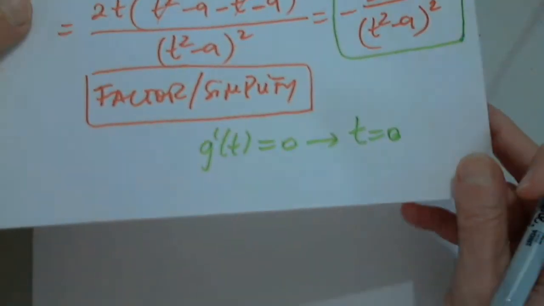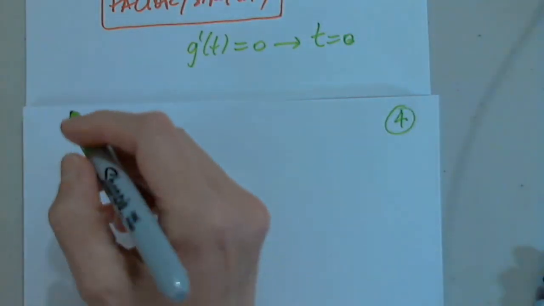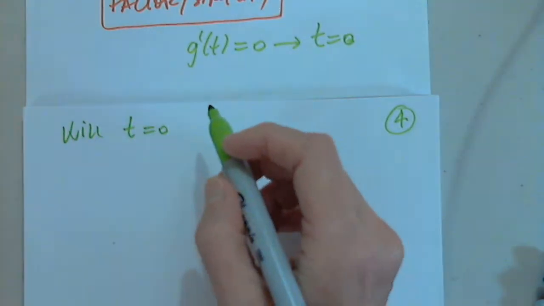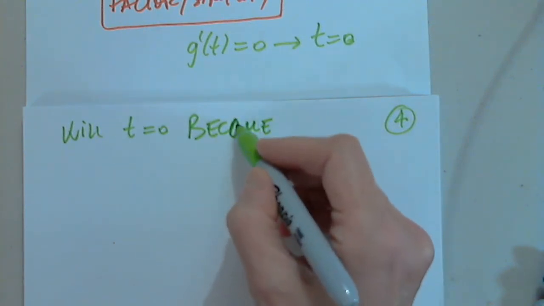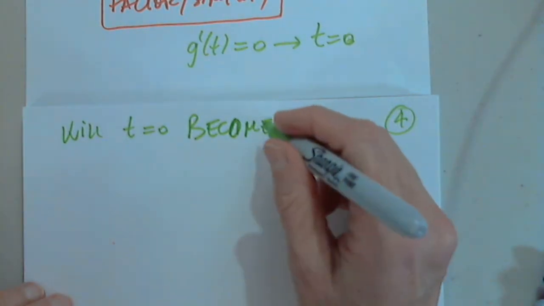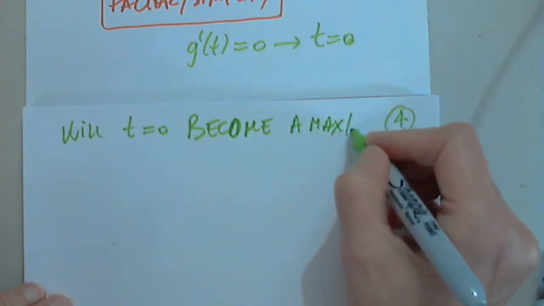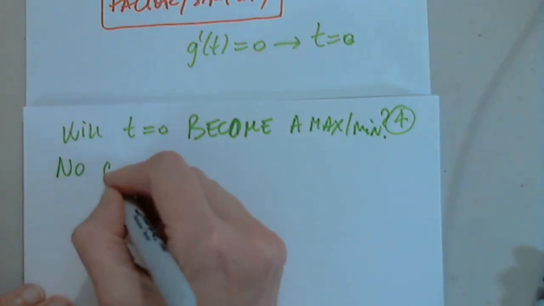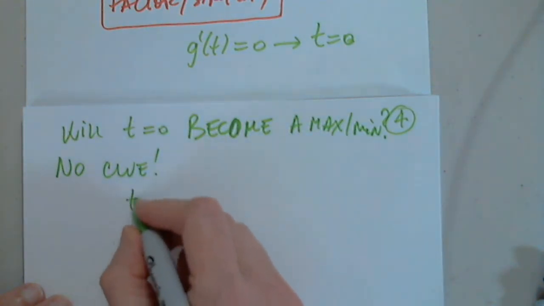And I know this is not the question. That's it. That's all we were asked to determine. But now I'm going to add the question here. Will t equals 0 become a max or min? And the answer is I have no clue. How come? Well, I didn't study the sign of the derivative.